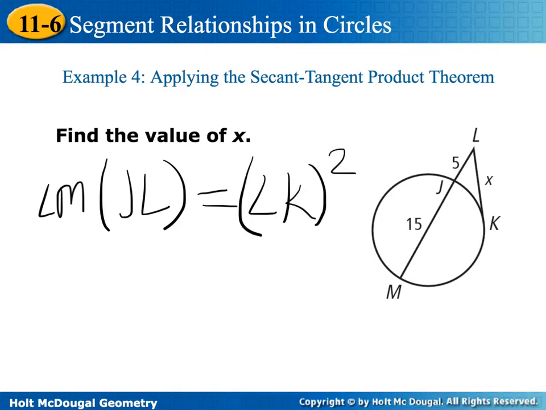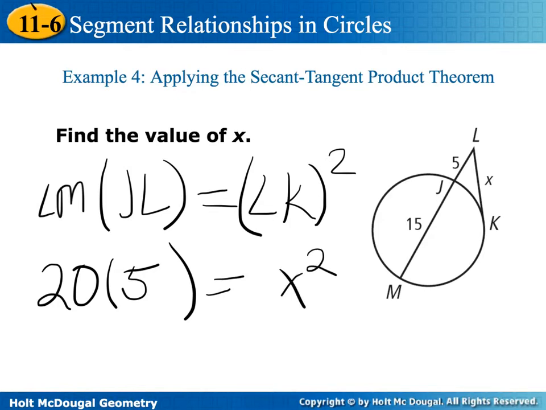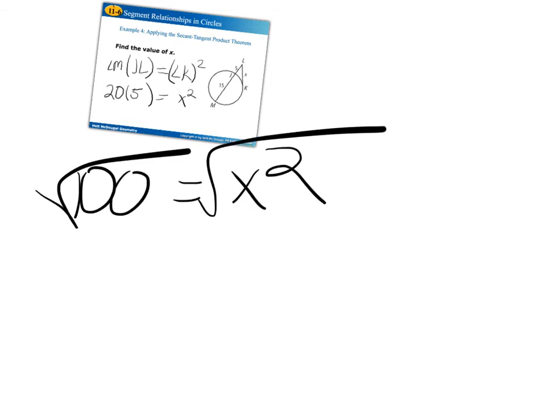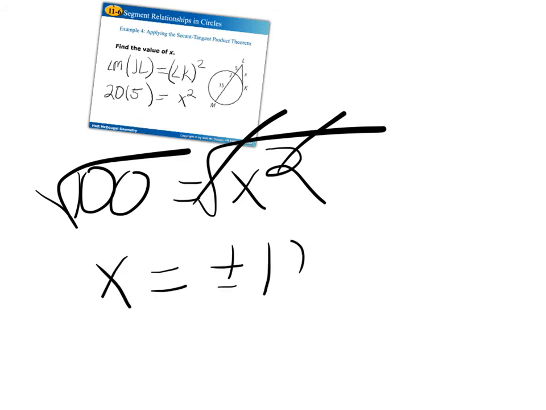So let's plug in everything I know. I know LM is 20. JL is 5, LK is x. I get 100 equals x squared. Square root it all to get rid of it. I get x equals plus or minus 10.